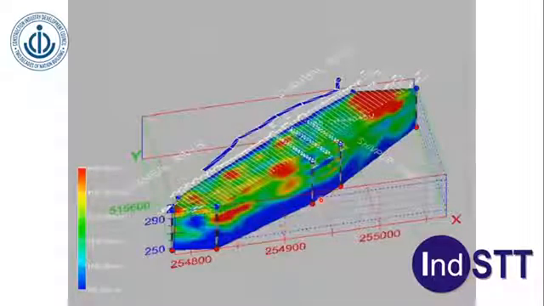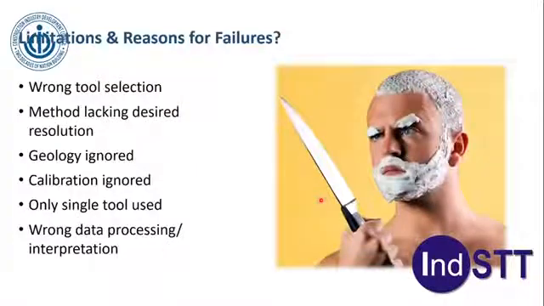There are failures and disappointments, of course. Wrong tool selection is one of the reasons for that. You choose a wrong tool for a wrong application. For example, there is a soft zone under a hard layer and you choose seismic refraction. It will not work. You try to use electrical resistivity imaging in situations where there is a highly conductive layer which does not allow the penetration of current further down. ERI will not work. You try to use GPR in a highly conductive material like saturated clays. It will not work. So, wrong tool selection.